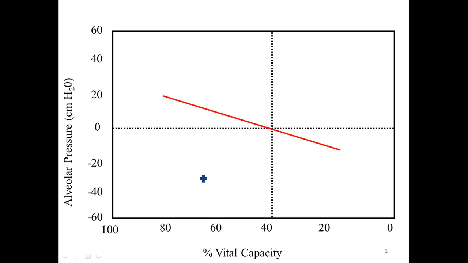a lot of textbooks. Recall that we have vital capacity or lung volume on the x-axis here, a little reversed in terms of its scaling, so that low lung volumes are over towards the right and high lung volumes are over to the left. And on the y-axis we have alveolar pressure.